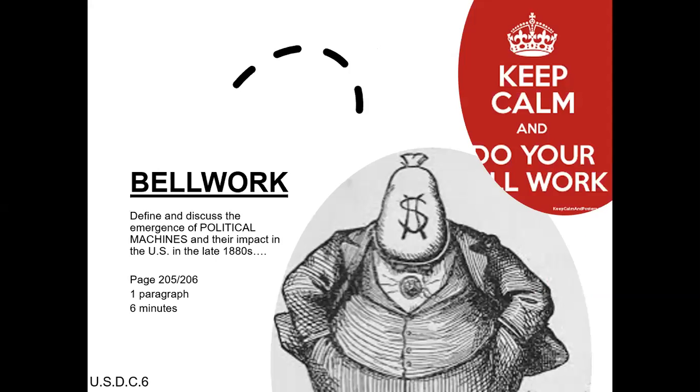Okay, let's go to our bell work section. Tell me what political machines were. Read page 205 and 206. I want you to take about 5 minutes and fully define what they were and how they impacted the USA in the late 1880s. Read page 205 and 206 for this. Pause and complete this bell work.